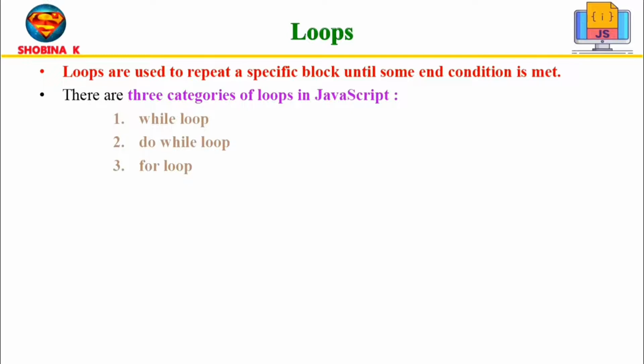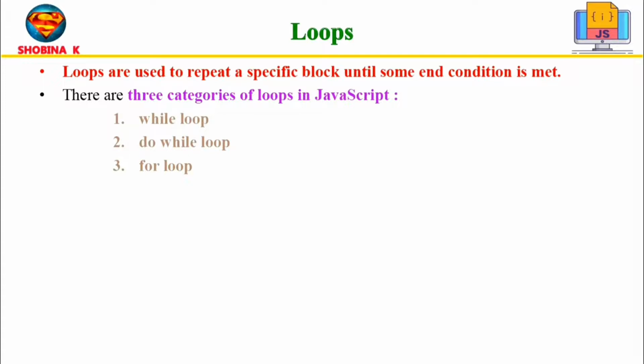So loops are used to repeat a block of code. For example, if you want to show a message 100 times, then you can use a loop. JavaScript supports 3 different kinds of loops, which are while, do while, and for loop. While will loop through a block of code while a specific condition is true. Do while also loops through a block of code while a specific condition is true.